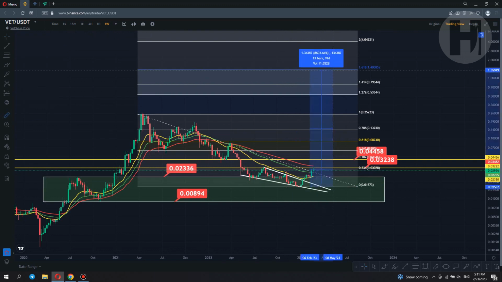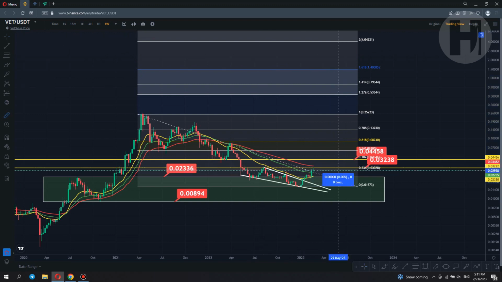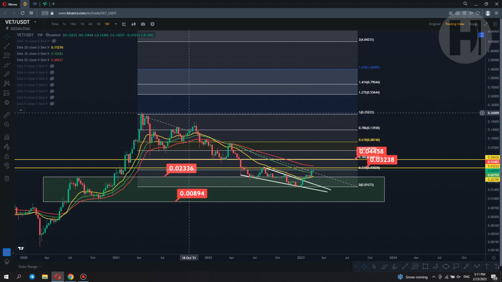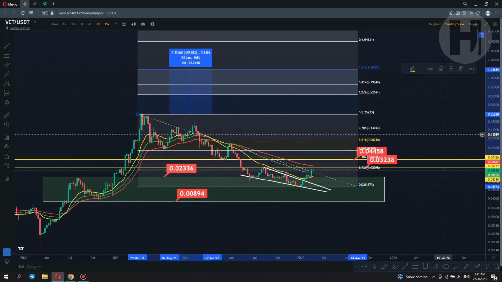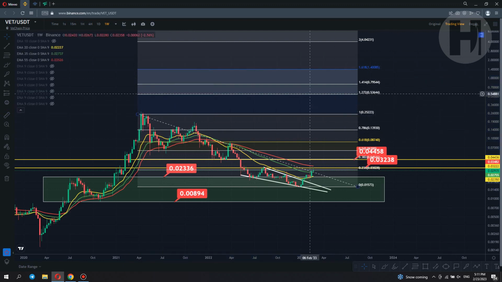That will be a 9,000% move to the upside. From where we are right now, that would be a 4,732% move to the upside, and from the all-time high, that is going to be pretty much a 5x. So yeah, I think this is pretty doable.